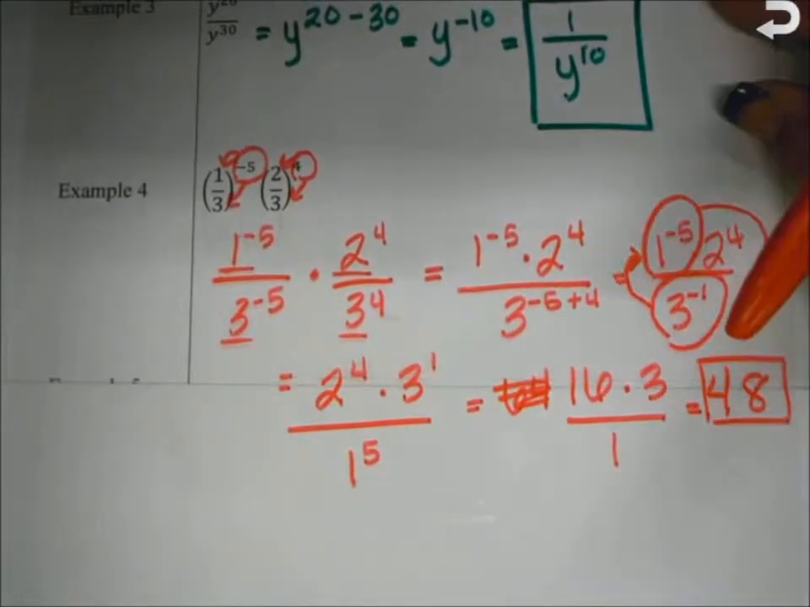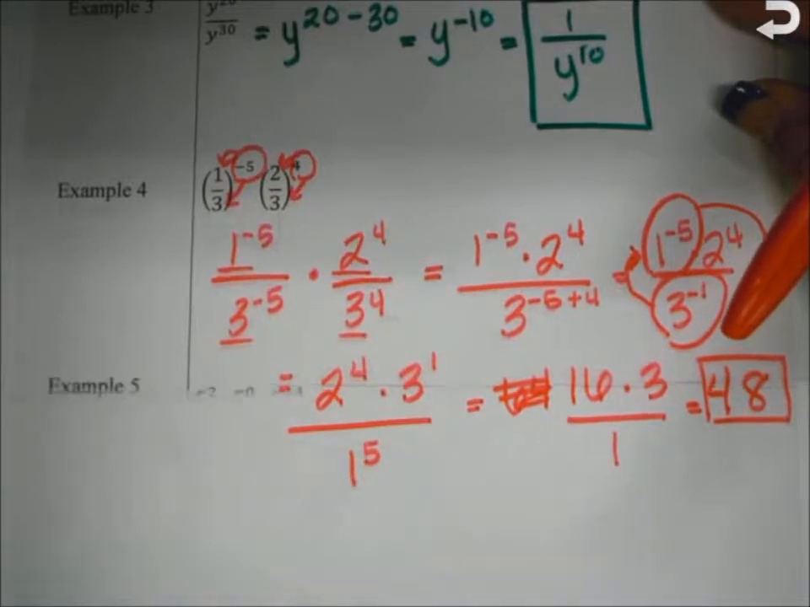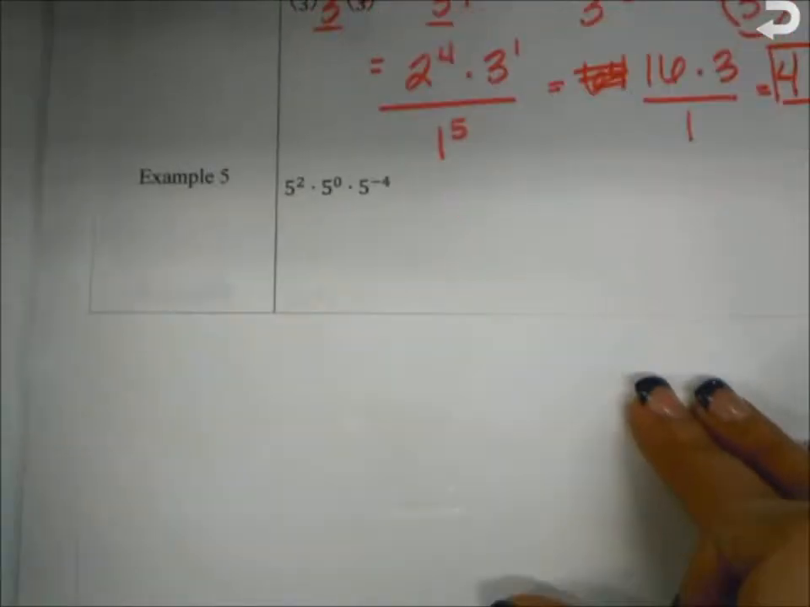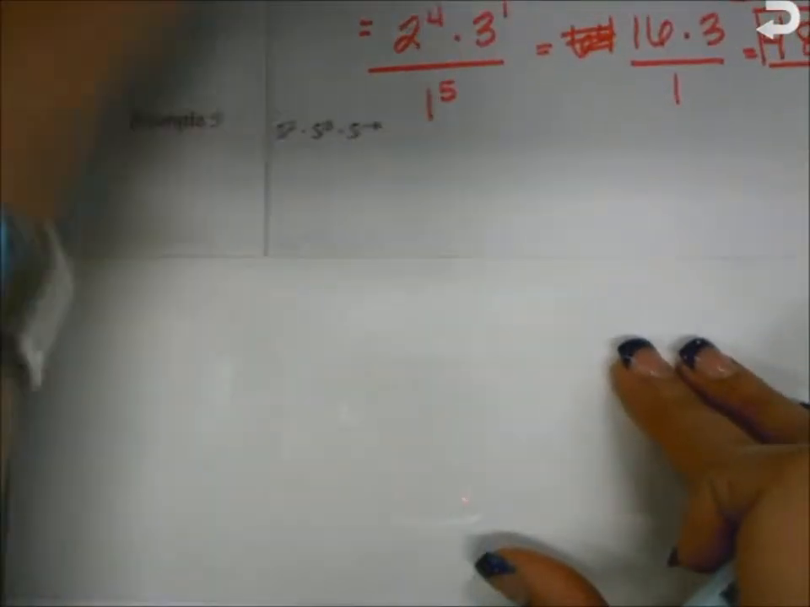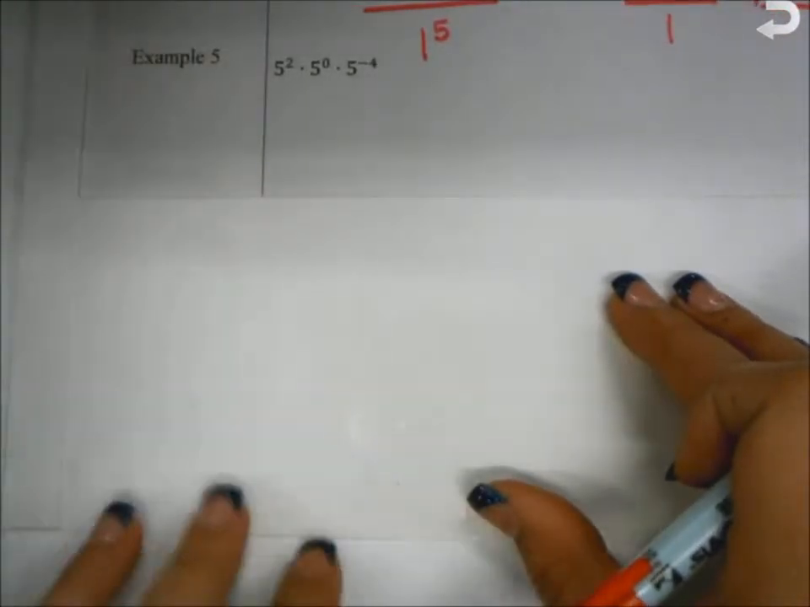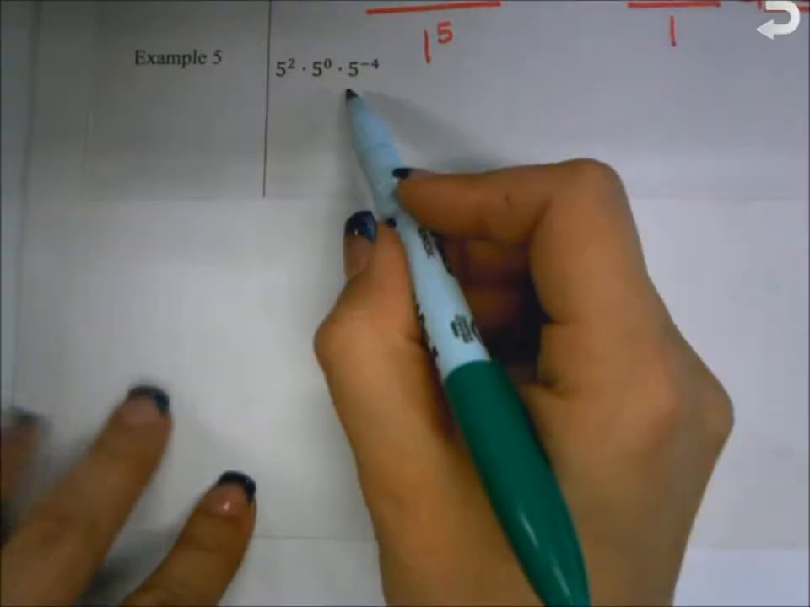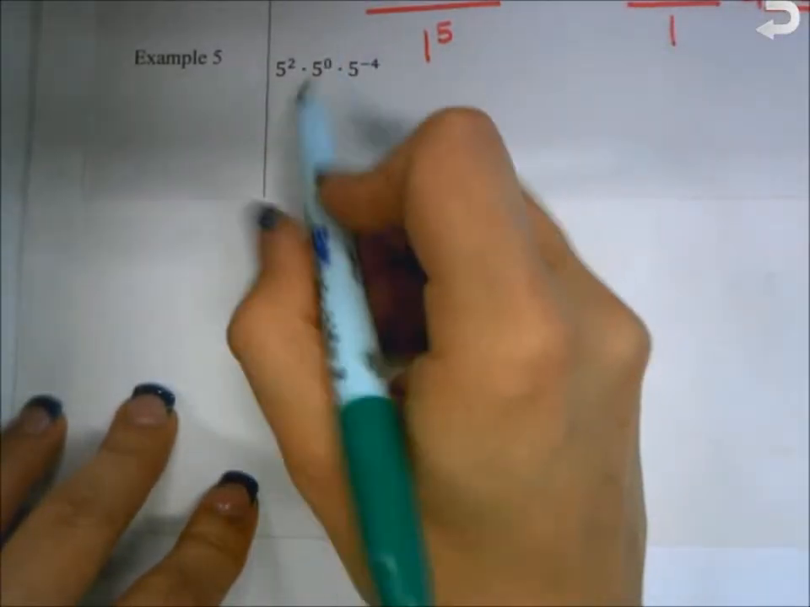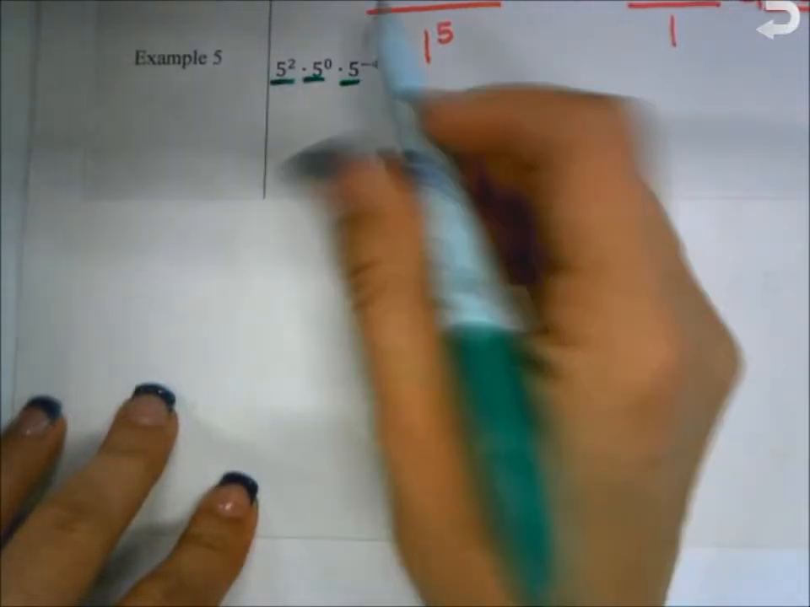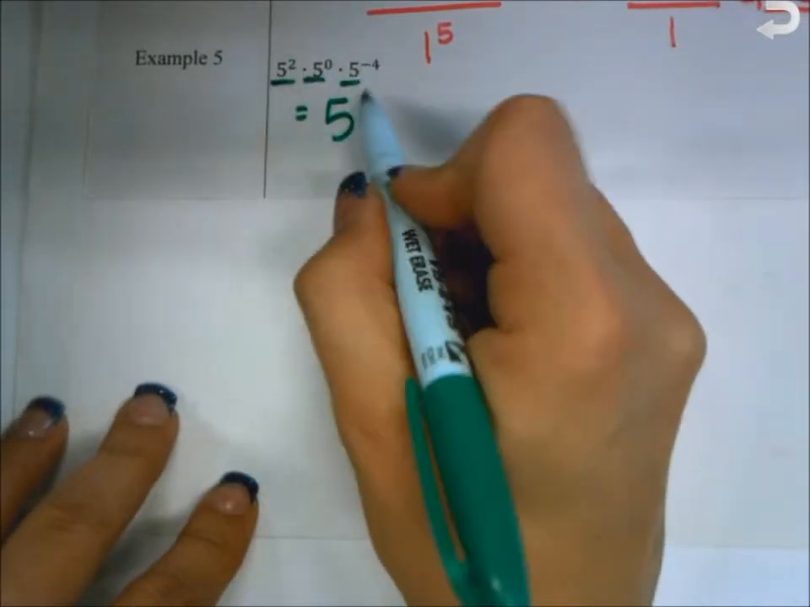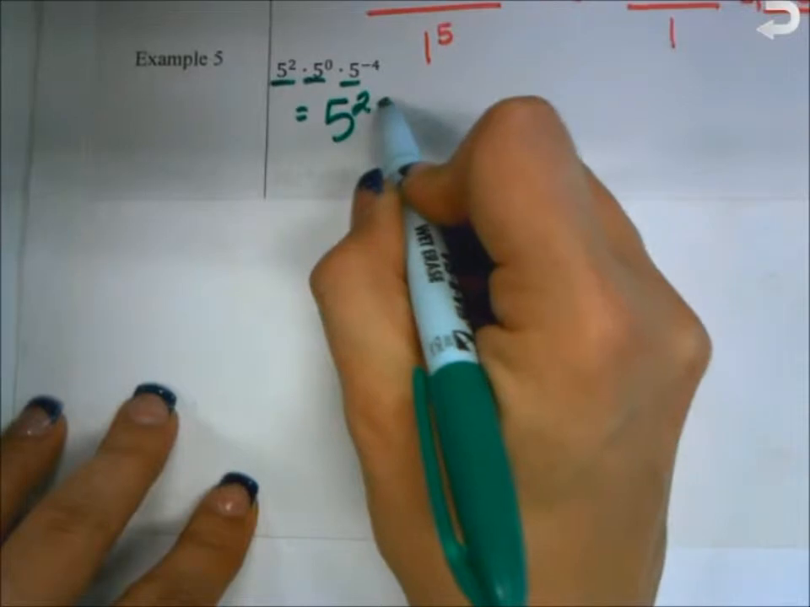Example number 5. I have 5 squared times 5 to the 0 power times 5 to the negative 4th. So, like I said before, I'm not even going to worry about those negative exponents yet. First, I'm just going to multiply and combine my exponents. So all of my bases in this case are the same, so I'm going to keep my base. And since I'm multiplying, I add those exponents. So I'm going to have 2 plus 0 minus 4. That's going to be my new exponent.